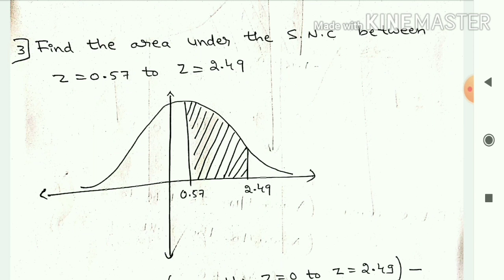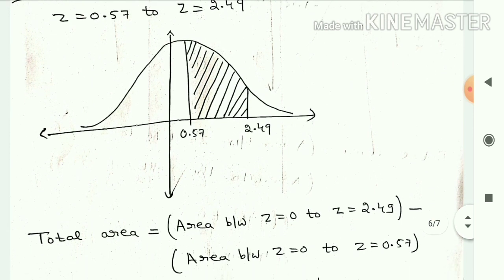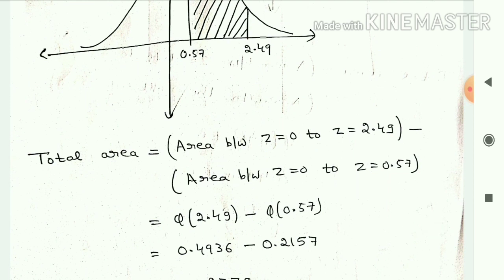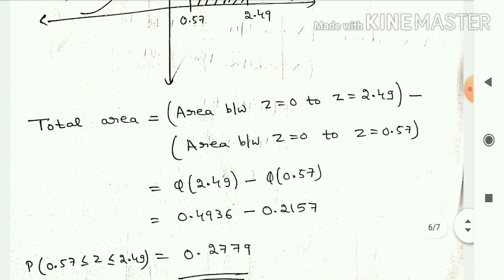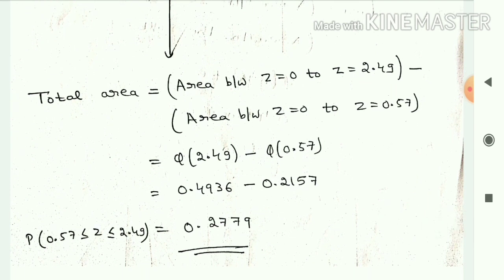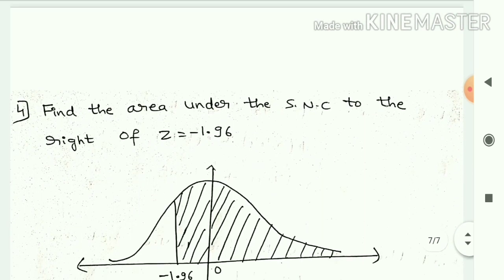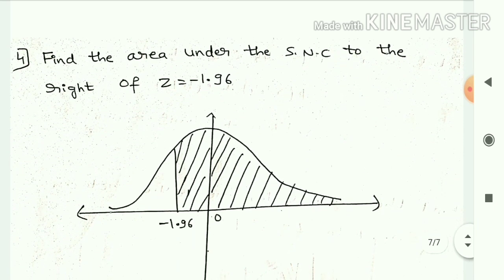What I will do is first find the area from 0 to 2.49. What is that? Phi of 2.49, correct? Then I will find the area from 0 to 0.57, that is phi of 0.57, then subtract. So that gives the required area. Therefore, the area between 0 to 2.49 minus the area between 0 to 0.57, that is phi of 2.49 minus phi of 0.57. Using the normal distribution table, find out these two values, subtract, and the answer is 0.2779. I hope you understood. Let us take one more example so that you will get better clarity regarding standard normal distribution.